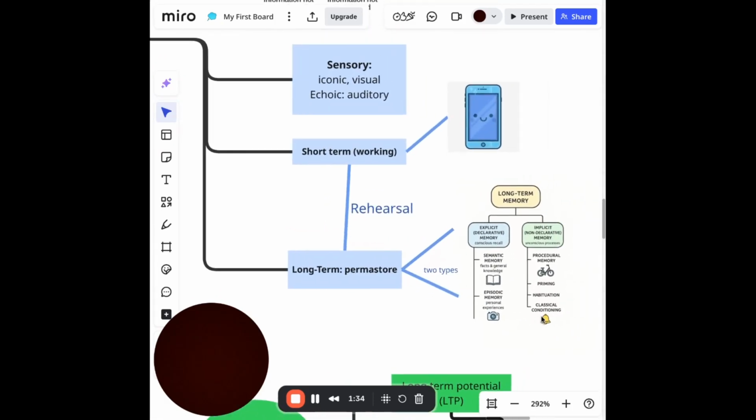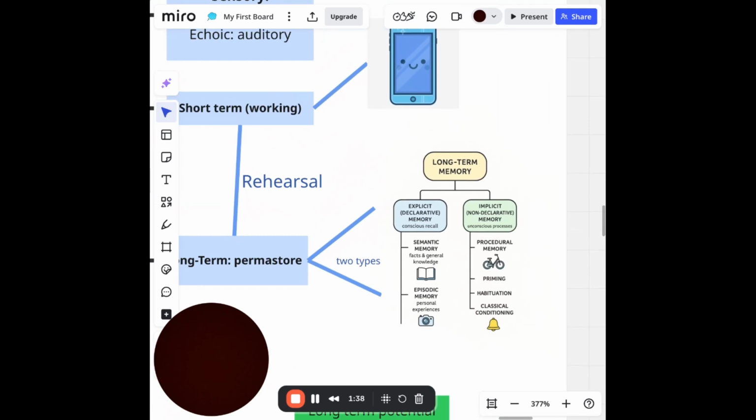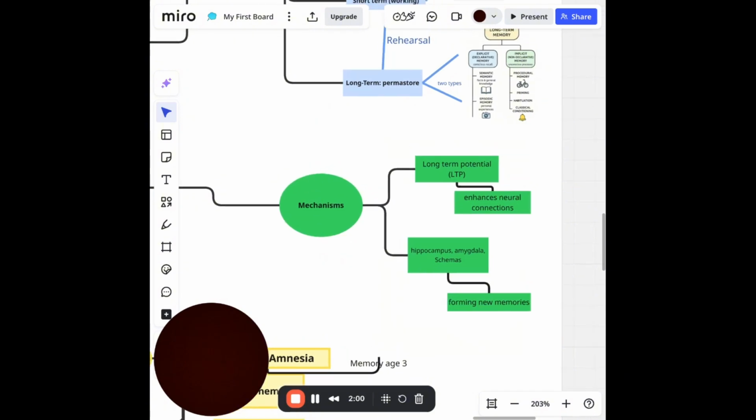So there's also 2 types of long-term memory. Explicit memory, or declarative, involves conscious recall and includes semantic memory, our stored facts, and episodic memory, our personal experiences. Implicit memory is unconscious and includes procedural memory or skills, as well as priming, habituation, and classical conditioning, which we've previously discussed. The mechanisms of memory highlight biological and cognitive underpinnings.